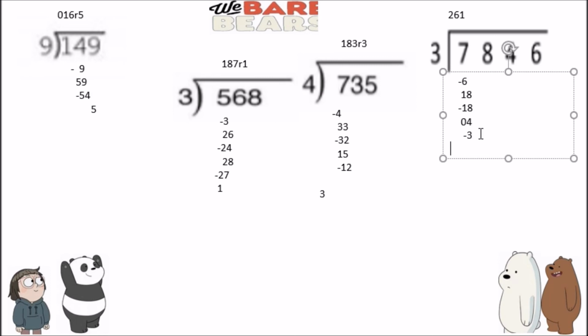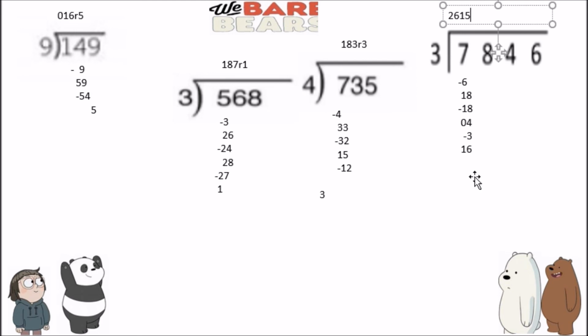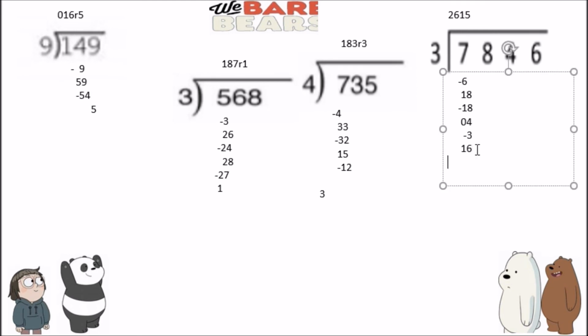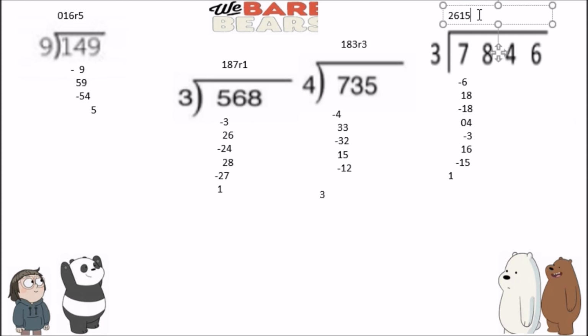Then we need to put 1 over here. Then we put the 6 from here onto here. When you do 3 into 16, which is 5, put 5 over here, and then minus 15, which is equal to 1. And now you need to put the remainder over here. Remainder 1. And that's it, guys.